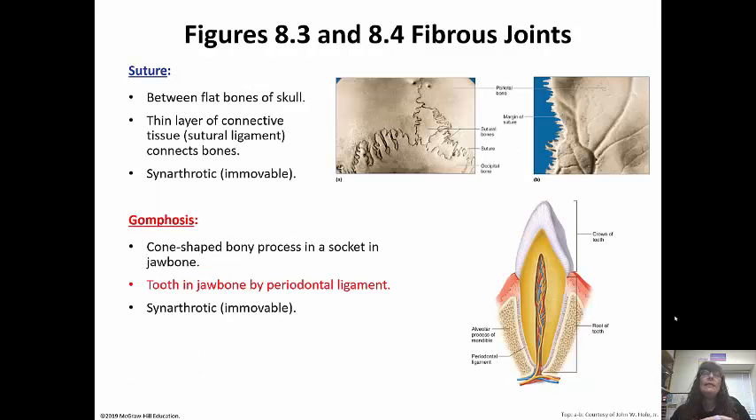Sutures are found between the flat bones of the skull. They are thin layers of connective tissue, like a sutural ligament, that connect the bones together. They are immovable, so they're synarthrotic. And finally, gomphoses are cone-shaped bony processes in a socket, like in the jawbone. So the teeth and the jawbones are actually held in place by the periodontal ligaments, and they sit inside of the gomphoses. They are also immovable, so they're synarthrotic.